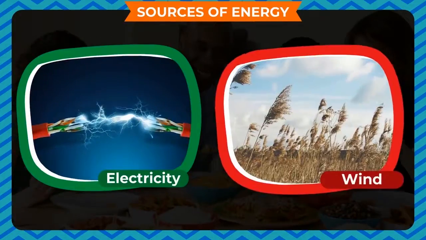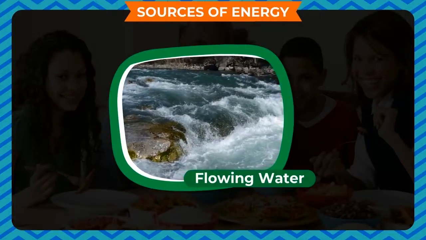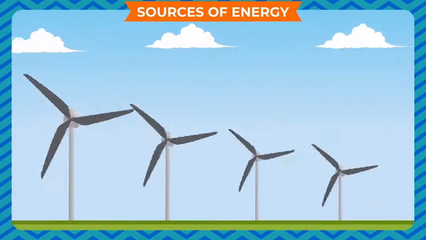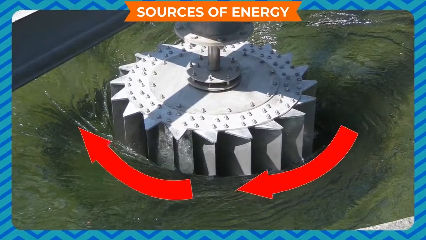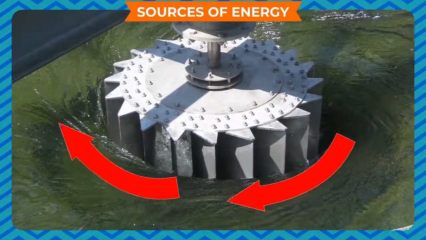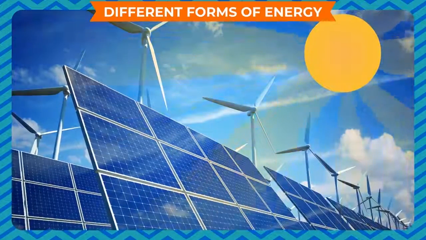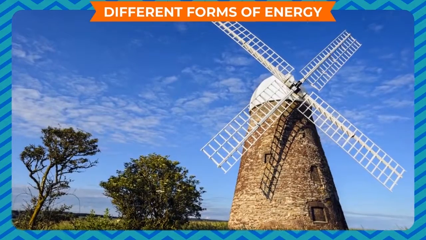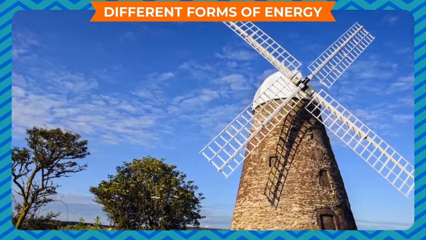Electricity, wind, and flowing water are also different sources of energy. Wind energy is used to run a windmill. The energy of flowing water is used to run a turbine. Different forms of energy. Energy is available in different forms. Some important forms of energy are as given here.